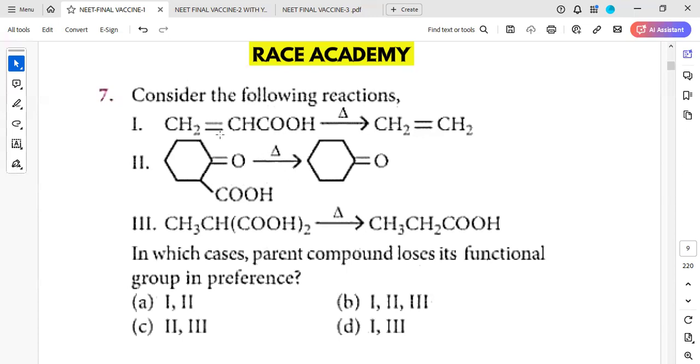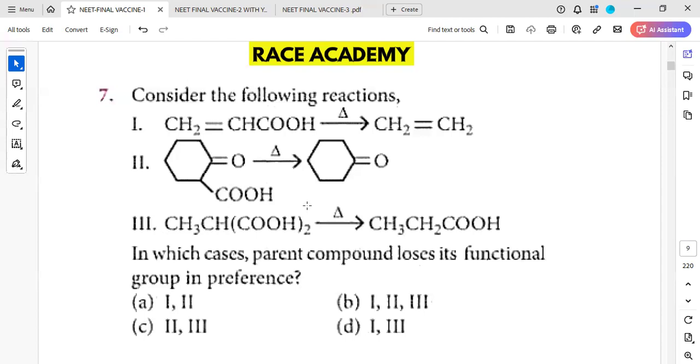See the first Roman. In the first, we have a carboxylic acid, and the COOH loses preference as it is linked directly with the unsaturated carbon. In the second, if you observe, we have a carboxylic acid group adjacent to the ketone functional group in the cyclohexane ring. In such a case, after heating, carbon dioxide will be lost. So the preferential loss is the second one.